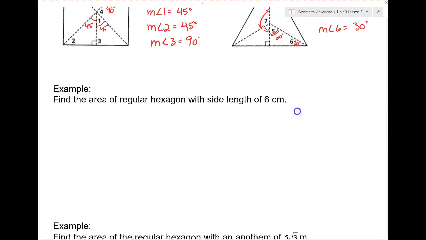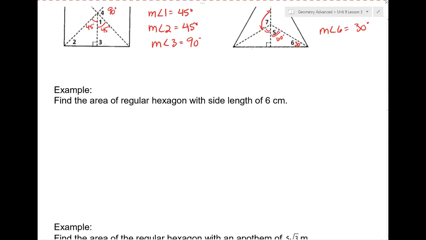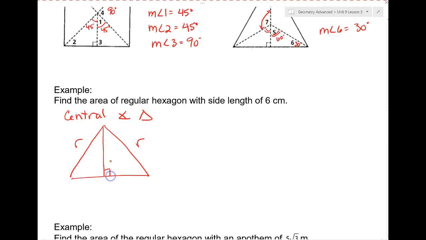Start working this out. It says find the area of a regular hexagon with a side length of 6 centimeters. Now, if you're really good at drawing, you can go ahead and draw the regular hexagon. Go for it. I'm horrible. I'm going to draw the central angle triangle. Because when I do that, I know the following things. I have my radius. Guess what's drawn in here? My apothem, right? And this would be my side length.